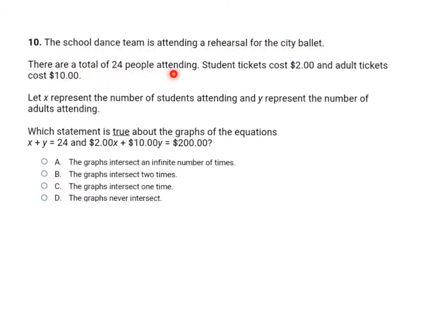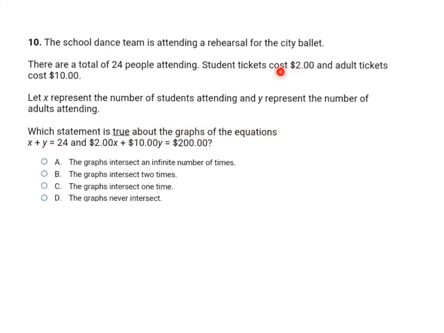Here it says the school dance team is attending a rehearsal for the city ballet. There's a total of 24 people attending. Student tickets cost $2 and adult tickets cost $10. Let X represent the number of students attending and Y represent the number of adults attending. Which statement is true about the graphs of the equations?